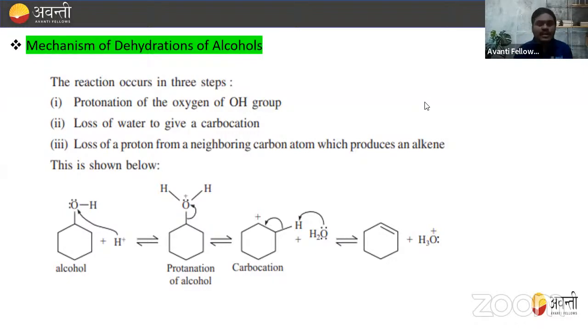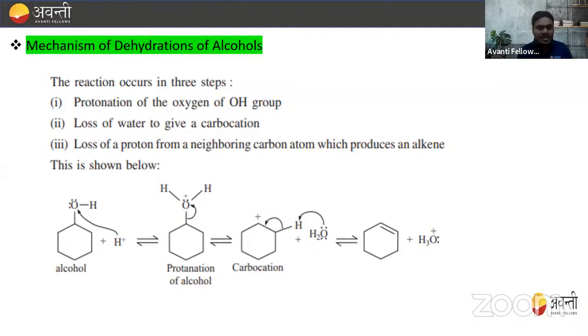The reaction occurs in three steps basically. The first step is protonation of oxygen of the OH group. Protonation means what? Can anyone define what is protonation? Protonation means when H loses its electron and becomes H plus. Now, in the second step, loss of water to give a carbocation, and in the third step, loss of a proton from the neighboring carbon atom, which produces an alkene. So this is all about the mechanism of dehydration of alcohol.